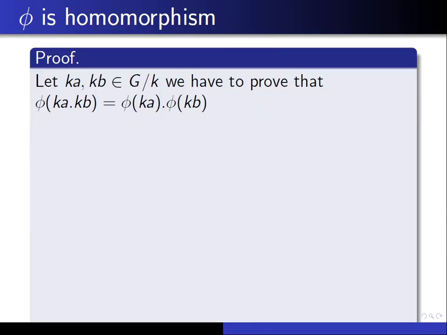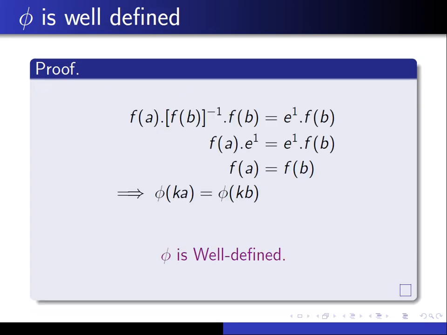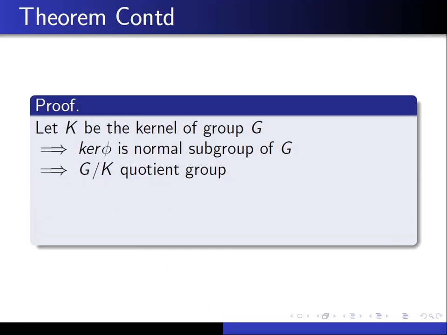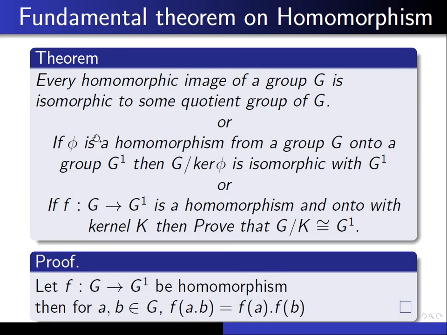So what is phi here? Phi is a homomorphism from group G onto a group G dash. So we can say that every homomorphic image of a group G, that is G dash, is isomorphic to the quotient group G by K. Hence the fundamental theorem is proved.